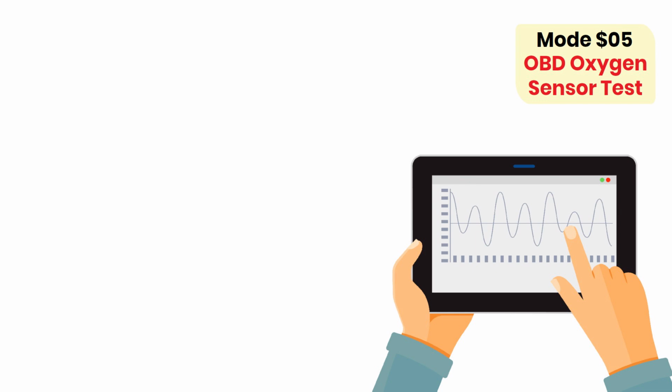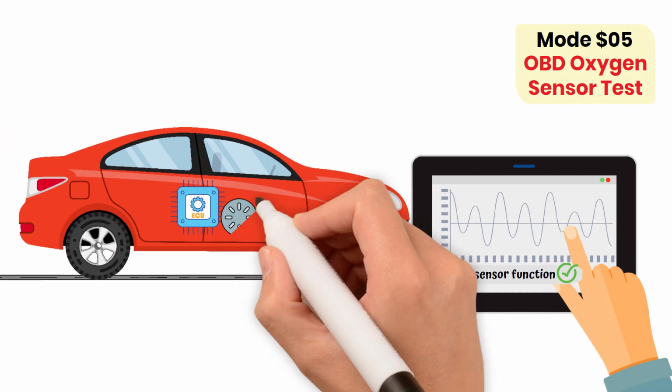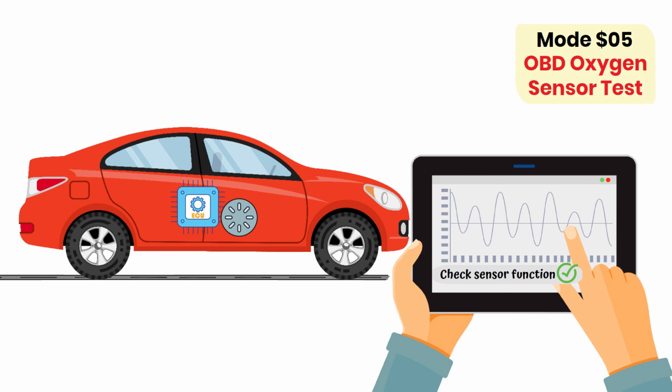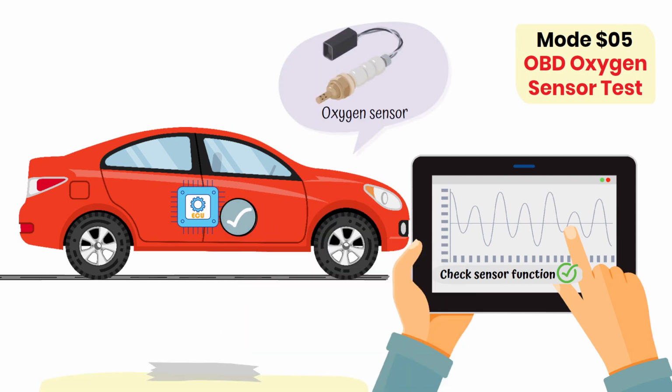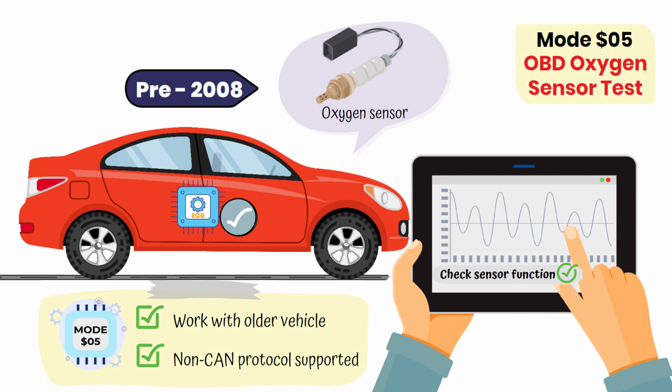This is a diagnostic mode designed to check the performance of oxygen sensors. The ECU runs a series of automatic tests and reports the results, which helps you determine if a sensor is functioning properly. It's primarily used on older vehicles that use the non-CAN protocol and were manufactured before 2008.